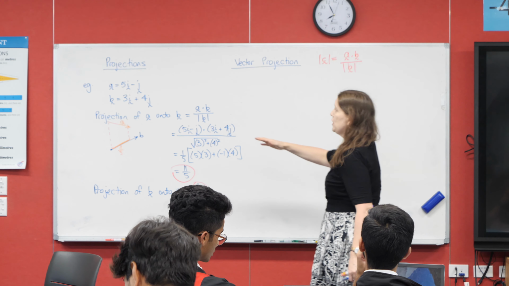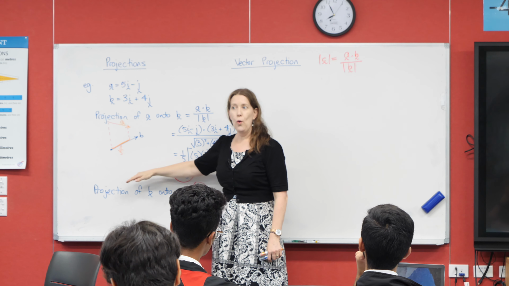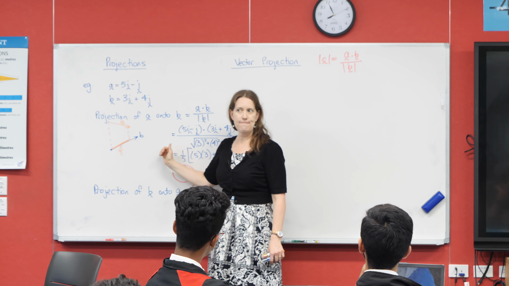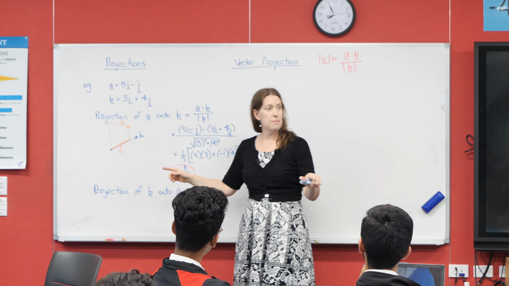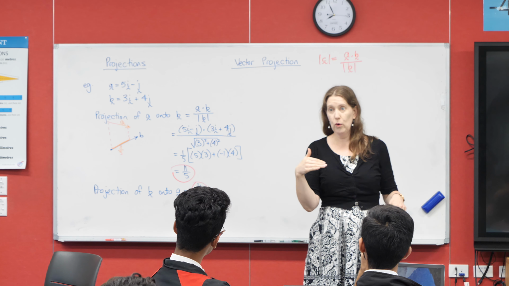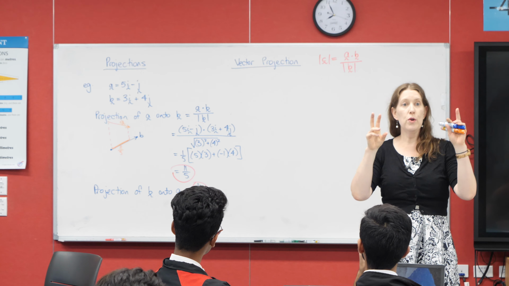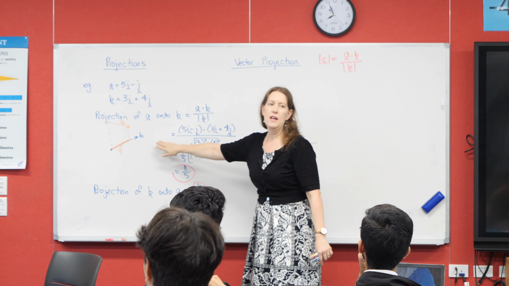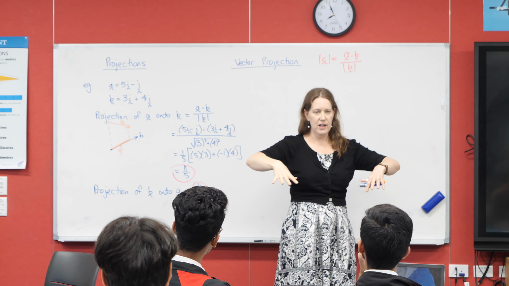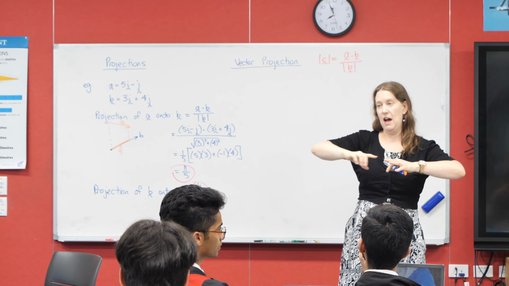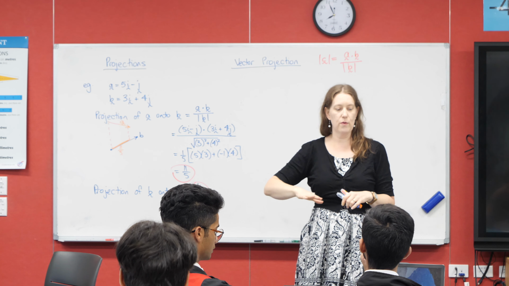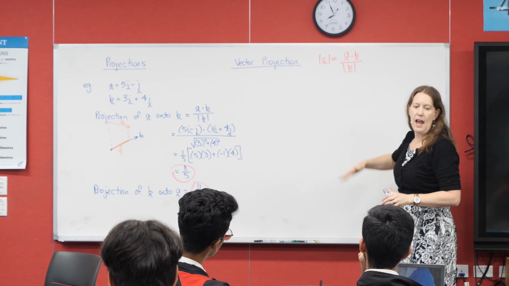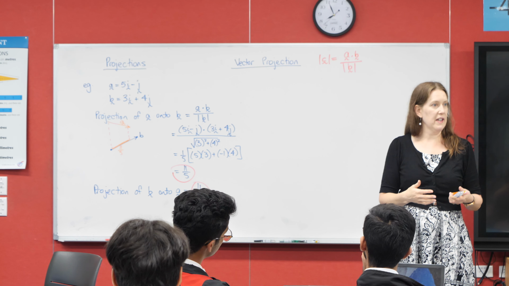Now, if I'm projecting A onto B, what direction is my shadow? Same as B, parallel to B. Are we all okay with that? So we've chosen B as our base vector in this situation, and we're shining A down on top of it. And so any shadow that we get is going to be in that direction of B. So we need to take this definition and we need to turn it back into a vector.